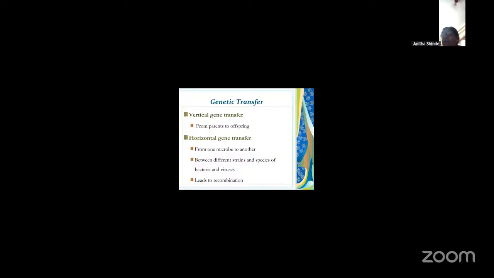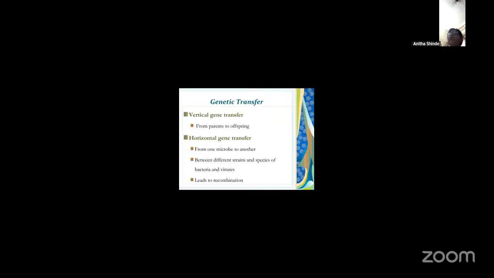Now coming to the gene transfer methods in prokaryotes. Gene transfer is nothing but the transfer of the genes or the transfer of the chromosome from the parent to the offspring, or between two DNA molecules. So basically, there are two different methods of gene transfer. One is called vertical gene transfer, and the other one is called horizontal gene transfer. Vertical gene transfer actually is from parents to the offspring.